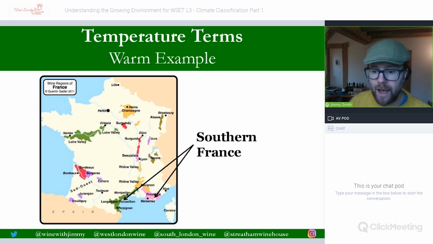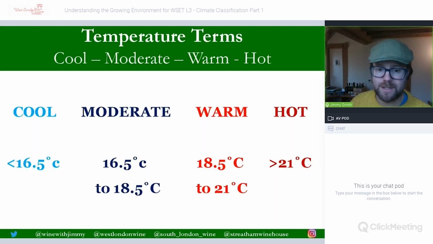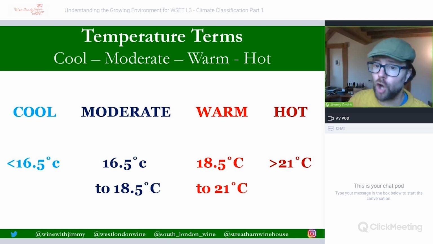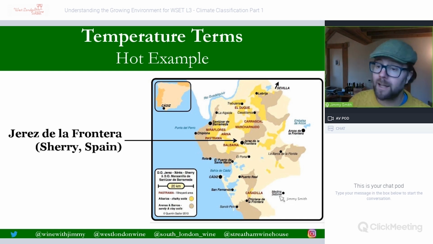And then finally, we have a hot climate, and this is in excess of 21 degrees Celsius. There are many parts of the New World that have this, parts of Southeast Australia, parts of South Africa, parts of California, parts of Chile, parts of Argentina, that will have an excess average over 21 degrees Celsius during their growth season. The example we're going to give you, though, is we're going to stick to the Old World.